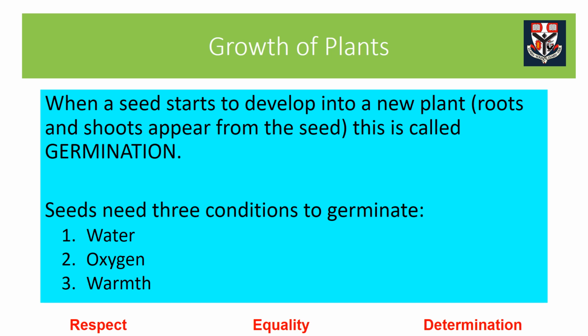Growth of plants. When a seed starts to develop into a new plant, forming roots and shoots, this is called germination. Seeds need three conditions in order to germinate, and that is water, oxygen, and warmth. We use the acronym WOW to remember these three conditions.